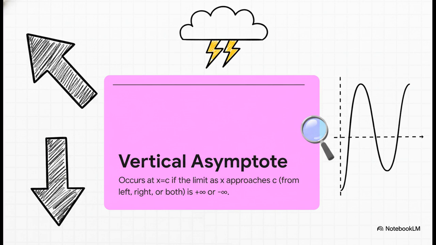Remember that function that just shot off to infinity? Well, the formal definition for that invisible vertical wall, the vertical asymptote, is all about limits. It's actually pretty simple. If, as you get closer and closer to a certain x value, the function's limit is positive or negative infinity, then congratulations, you found a vertical asymptote. The limit blowing up is the mathematical definition of that invisible wall.